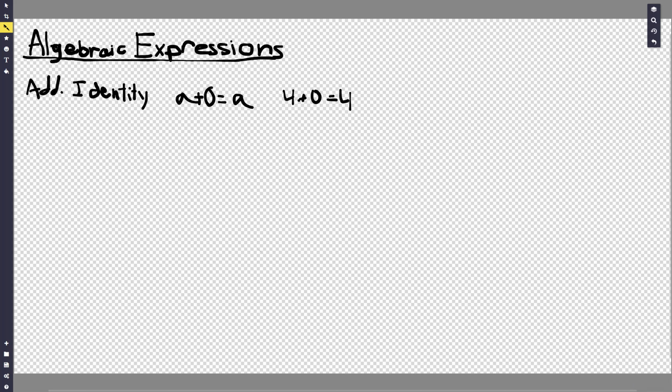Now we're going to talk about the additive inverse property. And this is kind of exactly how it sounds. If we have A plus negative A, then it's going to be equal to 0. So if we have 5 plus negative 5, then we have 0, right? Pretty simple. Now let's talk about the multiplication properties.